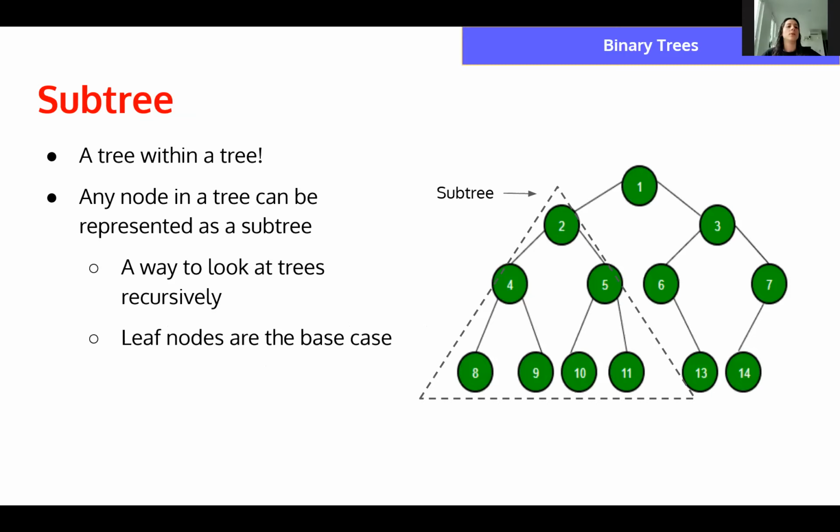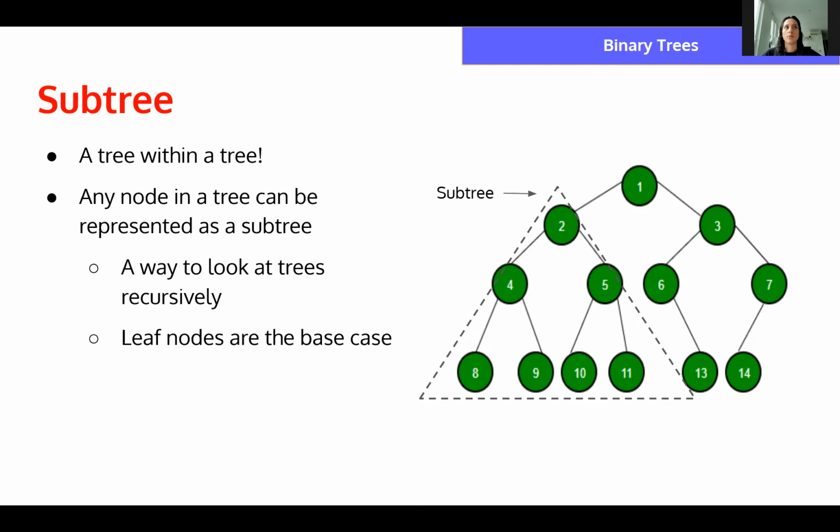Okay, so subtree. Often when we talk about binary search trees or binary trees, we also talk about subtrees. Typically, anytime you have a definition or some sort of defining factor of a binary tree, it tends to also mention the subtree as well, kind of fulfilling those requirements. So a subtree is a tree within a tree. With this example on the right, we have 1 as our root node, but then also we can have the subtree where 2 is the root node, and so on and so forth. Any node in a tree can be represented as a subtree.